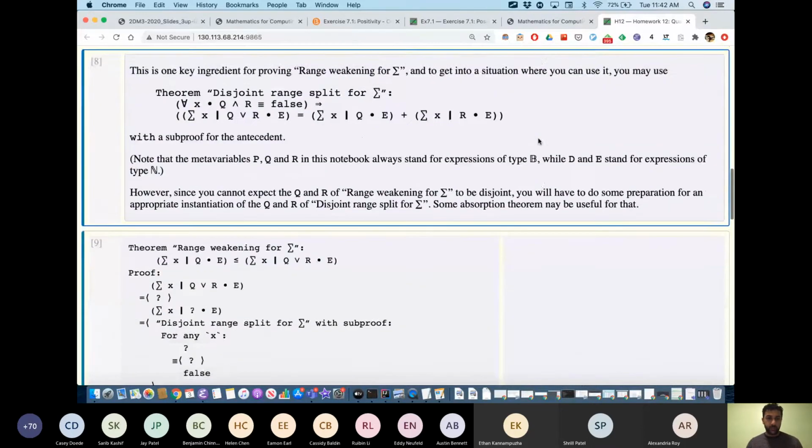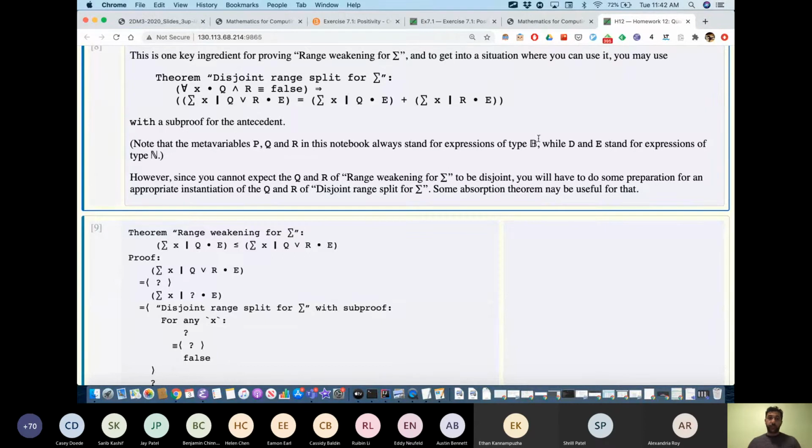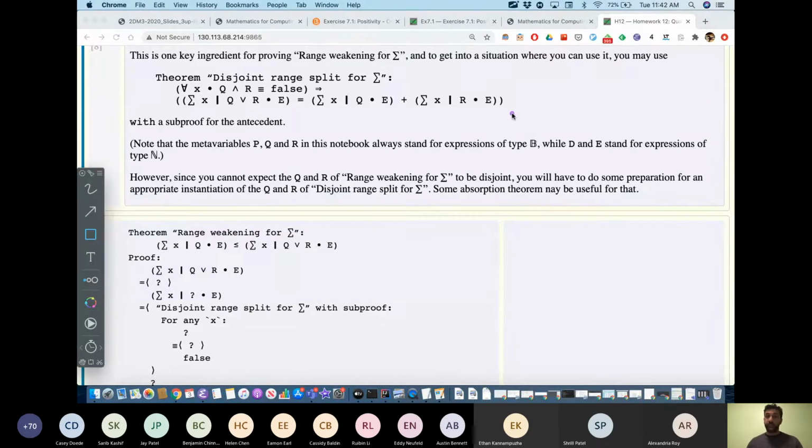So let's talk about this problem that someone was asking about, disjoint range split for sigma. So this is the principle of inclusion-exclusion, right? If I'm looking at two collections, Q and R, and I'm going to add them up, I go into my bag, I get something and I add it, I get another one and I add it. That's what the left-hand side says. The right-hand side says, first add up all the Q pieces, then add up all the R pieces. And because there's no commonality, that's okay, right? We're never going to duplicate. I have a bag of marbles, and I get them out randomly on the left-hand side, Q or R, or I get out all the Qs, I get out all the Rs, and then I combine them together.